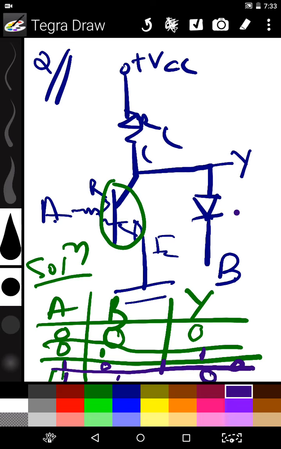So in this circuit, only for the single input 01 condition it gives 1 as output. For the other cases, it gives output 0.